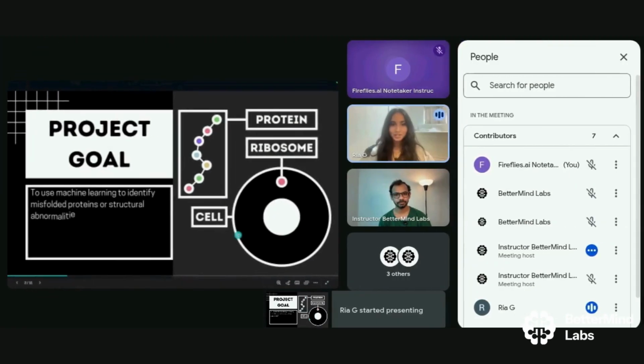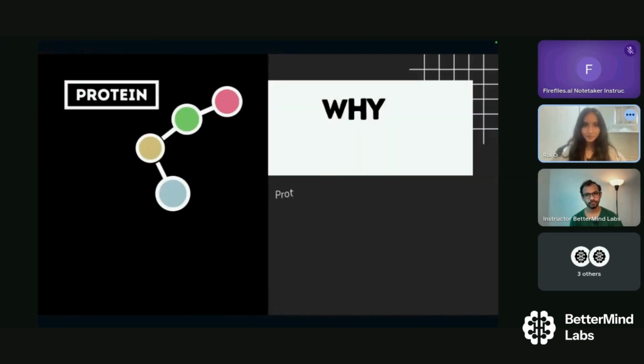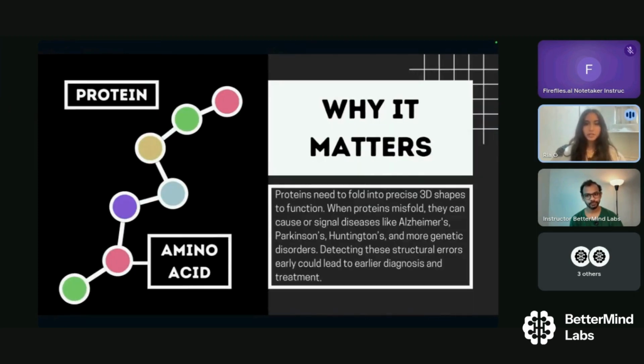So the goal of this project was to use machine learning to identify misfolded proteins or structural abnormalities in proteins that could be linked to genetic or neurodegenerative diseases by analyzing their 3D structures. So this project matters so much because proteins need to fold into precise 3D shapes to function, and when these proteins misfold, they can cause or signal diseases like Alzheimer's, Parkinson's, Huntington's, and more genetic disorders. So detecting these structural errors early could lead to earlier diagnosis and treatment.